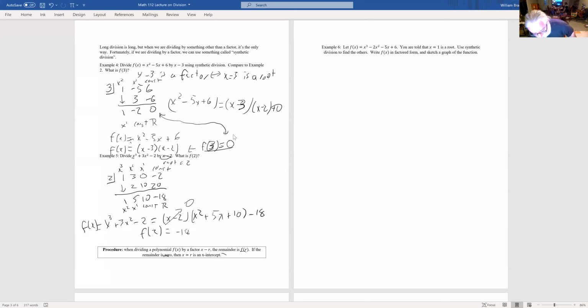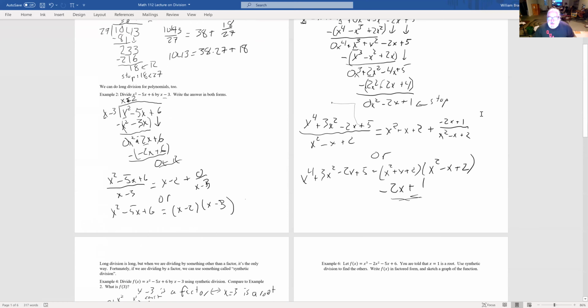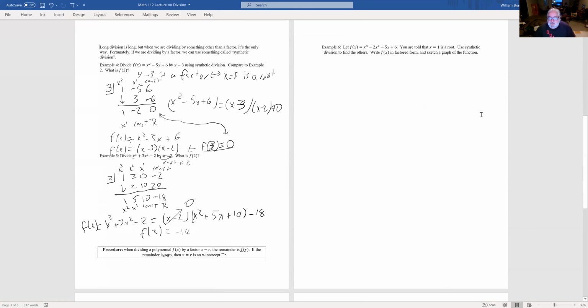So here's a function. It's a cubic. We want to be able to factor it and graph it. Right? So how do you factor cubics? Well, suppose we know that 1 is a root, and so we can use synthetic division to find the others. So if I know 1 is a root, that means x minus 1 is a factor. And what I want to do is factor out that x minus 1 from this.